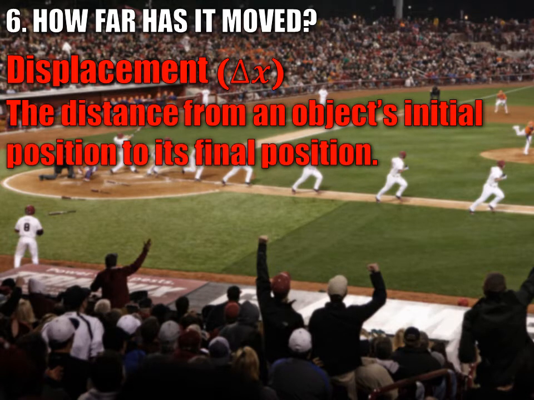Displacement is the distance from an object's initial position to its final position. So for this baseball player, you can see his initial position was at home plate. His final position was over here. Actually, he probably made it to first base, but this picture doesn't go that far. So we'd say the displacement is the distance traveled from the initial position to the final position. It's this distance here that signifies a displacement. And of course, since it's a distance, the unit is the meter, abbreviated with lowercase m.